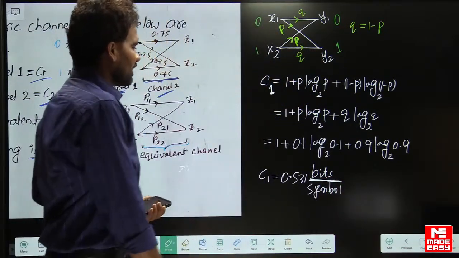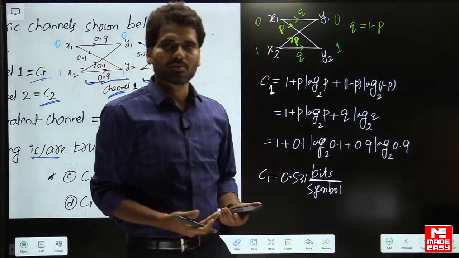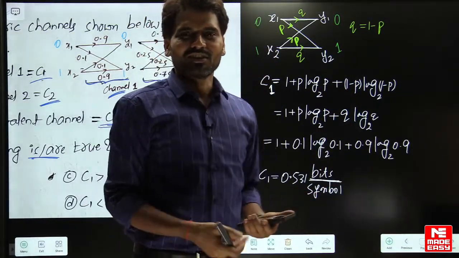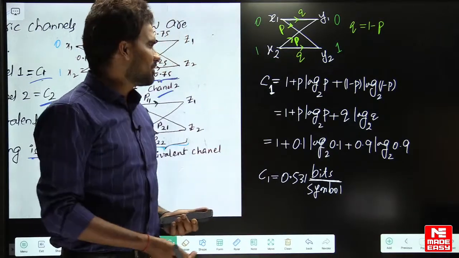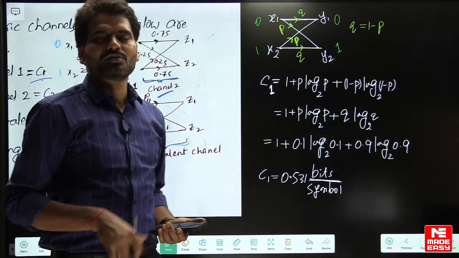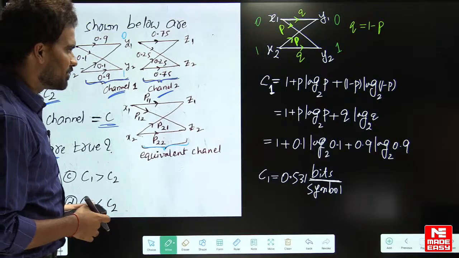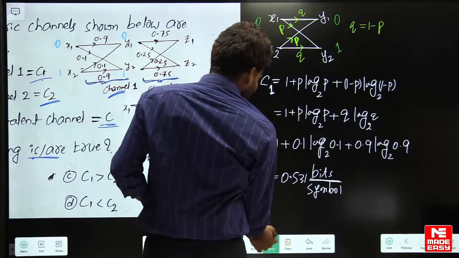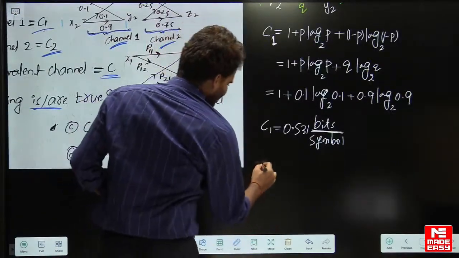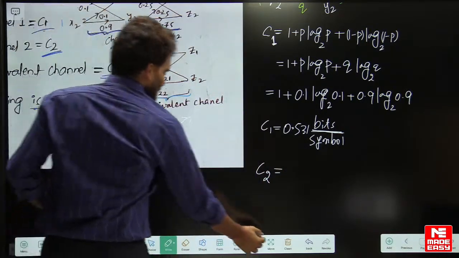The channel capacity is the maximum of mutual information. The units of mutual information are bits per symbol, and the units of channel capacity are also bits per symbol only. So 0.531 bits per symbol you will get. Next, similarly, what is the capacity of the second channel?